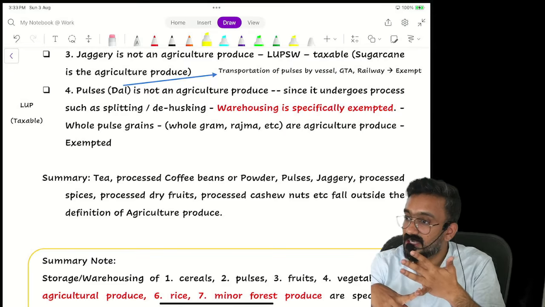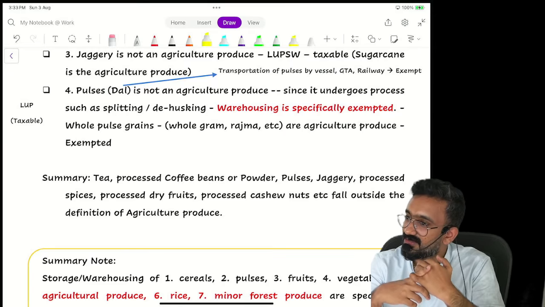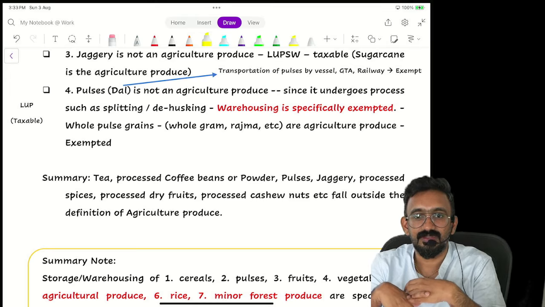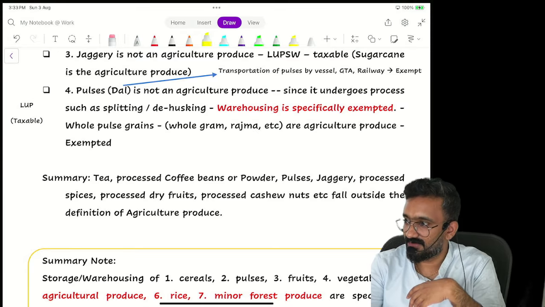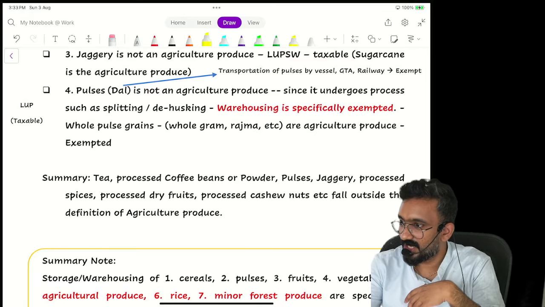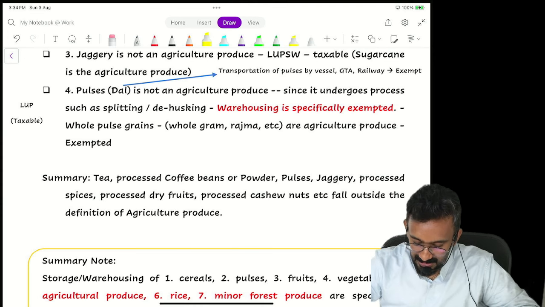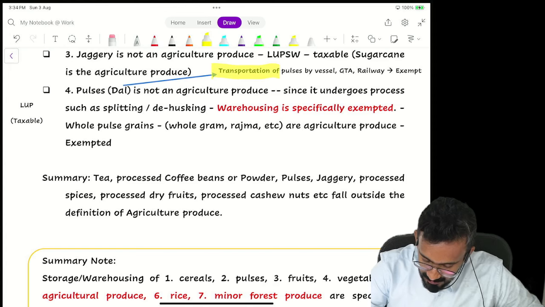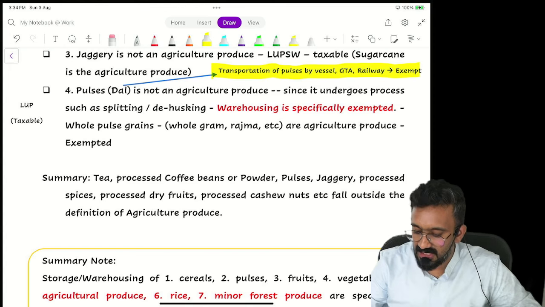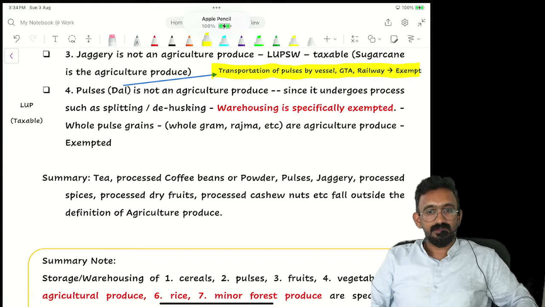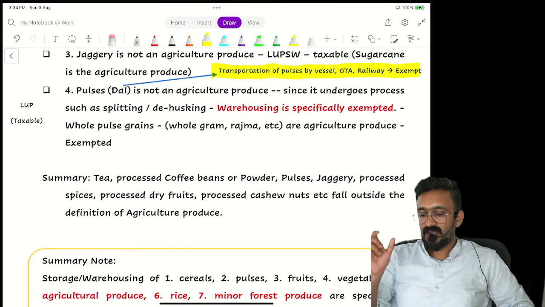Is pulses transportation exempt? By Random 5: milk, salt, food grain, pulses and rice. Pulses also, transportation is exempt. I have written that. Transportation of pulses by vessel, GTA, railway, all of them are exempt. In bracket you can write Random 5.